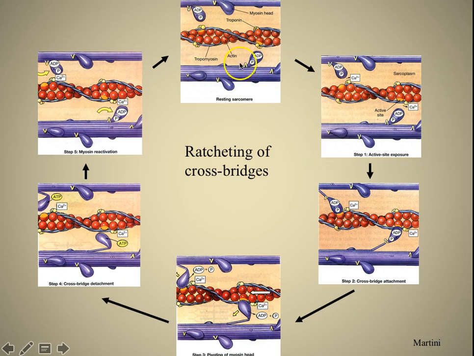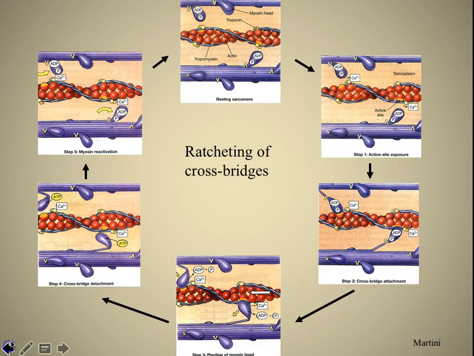So here we have, it's ready to go. We haven't had a muscle signal yet. We have ADP and phosphate, but those binding sites are covered. Calcium comes into the cell. It binds to troponin. It causes troponin to undergo a conformational change, pulling on the tropomyosin, exposing the actin binding site. That allows the myosin head to bind. That binding causes ADP and P to be released. That causes the head to move, and so the actin ratchets.